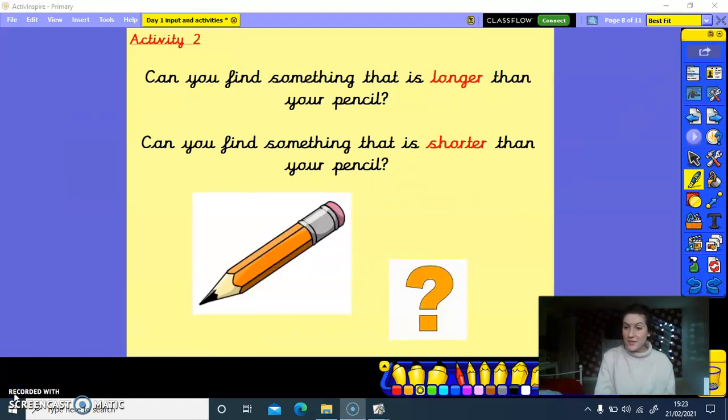If you enjoyed the previous activity, I wonder what you found that was shorter than you or taller than you. And I wonder, were you shorter than a table? Were you taller than a chair? Activity 2. Can you find something that is longer than your pencil or pen that you are using? And then can you find something that is shorter than your pencil or pen? Off you go, take some pictures. I wonder what it will be.